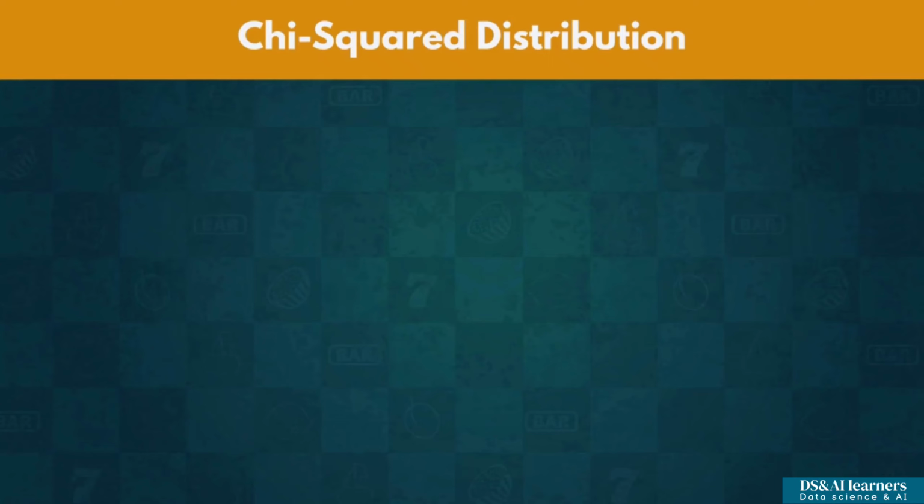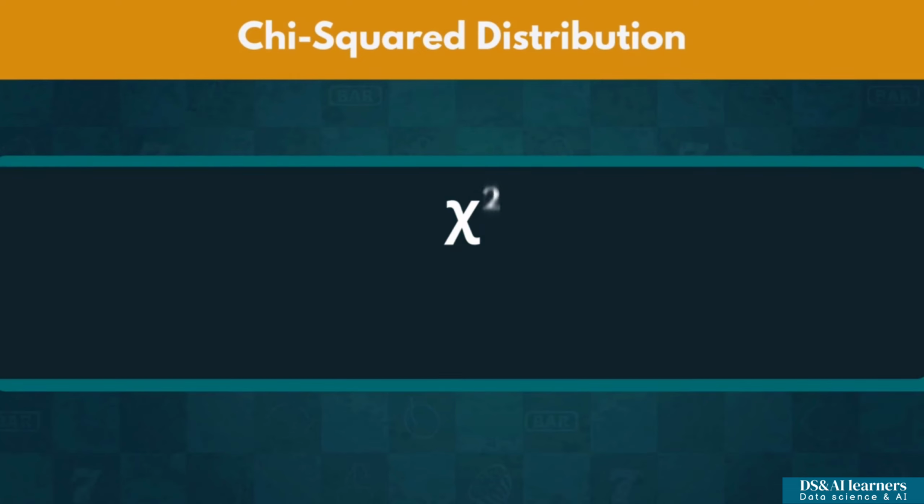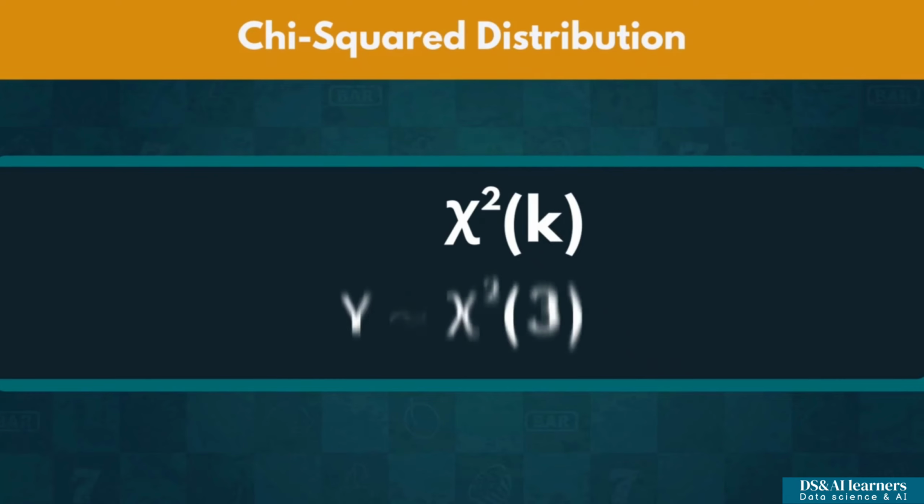Where we introduce you to the chi-squared distribution. For starters, we denote a chi-squared distribution as the capital Greek letter chi squared, followed by a parameter k, depicting the degrees of freedom. Therefore, we read the following as variable y follows a chi-square distribution with 3 degrees of freedom. All right, let's get started.